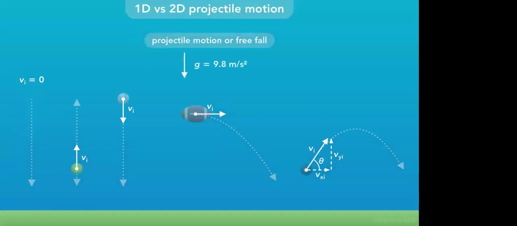We're going to call all of these scenarios projectile motion, or we might say all of these things are in free fall. The object is in the air. The only thing affecting the motion is gravity, so the vertical acceleration is 9.8 meters per second squared downwards.